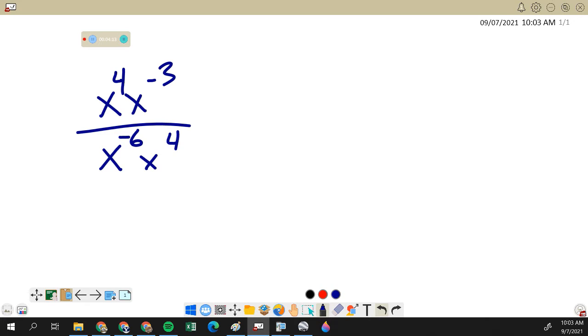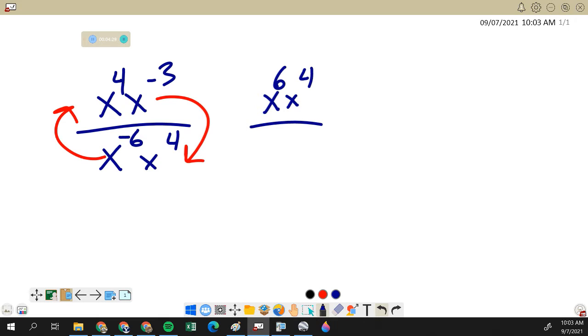What should we do? Well, the negatives kind of make things harder, so let's move all the negatives. I'm going to move this down, and I'm going to move this up. So on top, x to the 6th, x to the 4th, and on bottom, x to the 4th and x to the 3rd. Now what? The x to the 4ths cancel. And 3 of these kill 3 of those, and we're left with x to the 3rd. Okay?